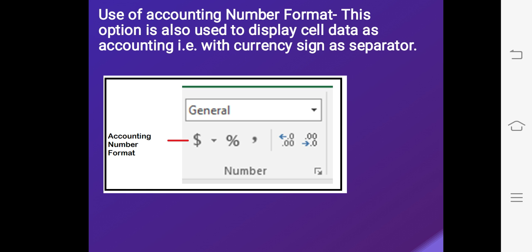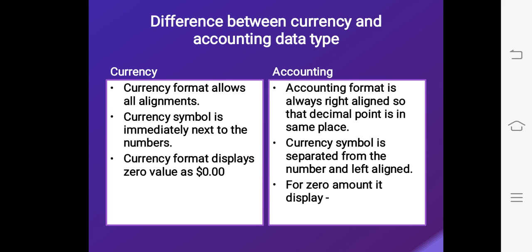We can also use the accounting number format button. Now we will understand the difference between the currency and accounting data type. Children, currency data type allows all types of alignments. Currency data can be arranged left, right and center. Accounting format is always right aligned. So the decimal point comes at the same place, because we need calculations. Second, in currency the symbol immediately comes with the numbers. But in accounting, the currency symbol is separated from the number and left aligned.